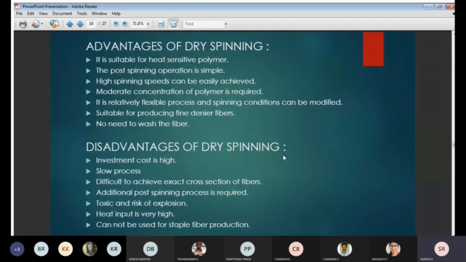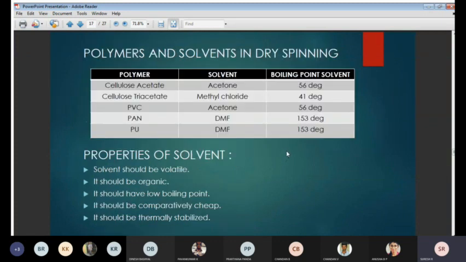So in this case, let us see what exactly the dry spinning process is, what the advantages are and what the disadvantages are. In the case of dry spinning, the polymer will be there. At the same time, the solvent will be there. These are the different types of polymers which we're going to use in the dry spinning process, and this is the solvent with which it is going to be mixed. The solvent may be acetone, it may be methyl chloride. So these are the polymers and the solvents in the dry spinning process.